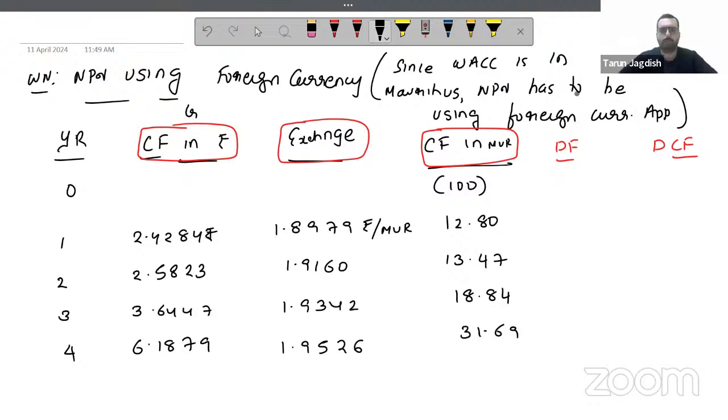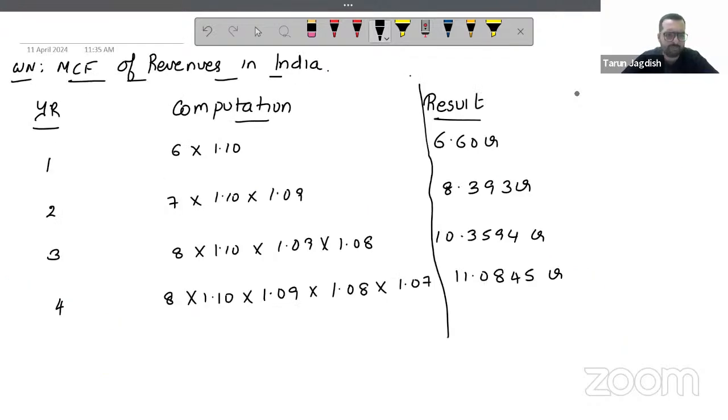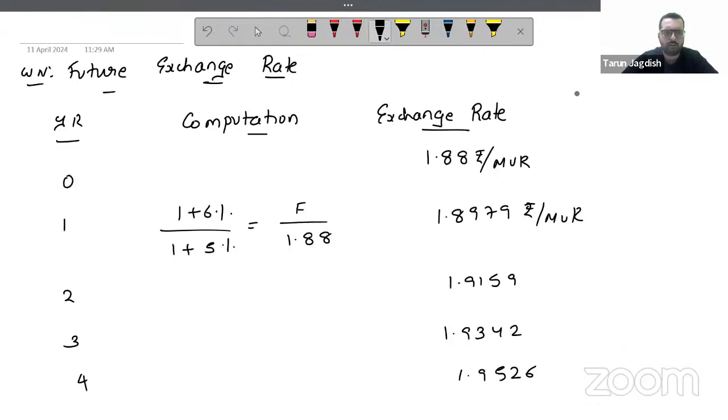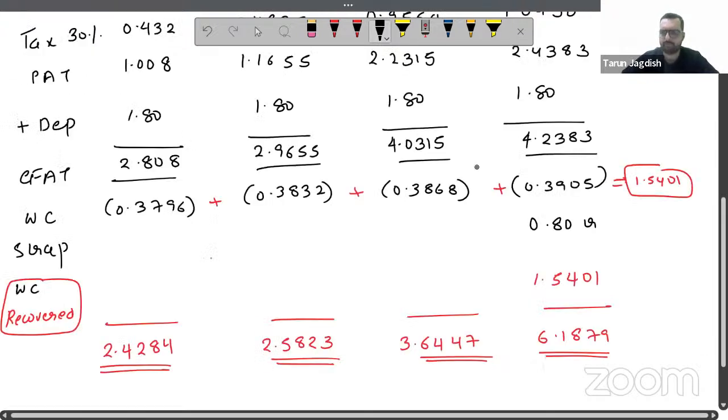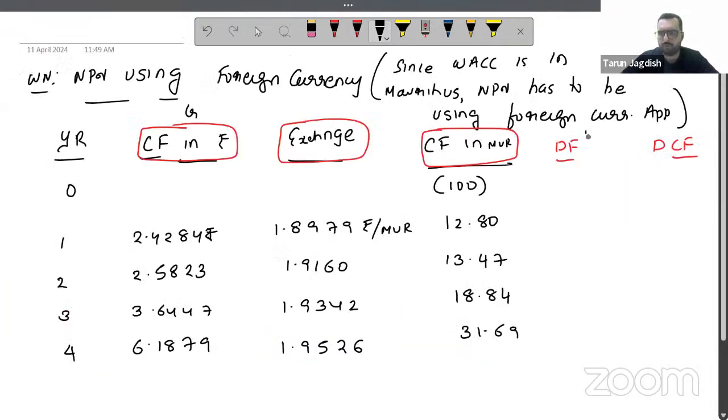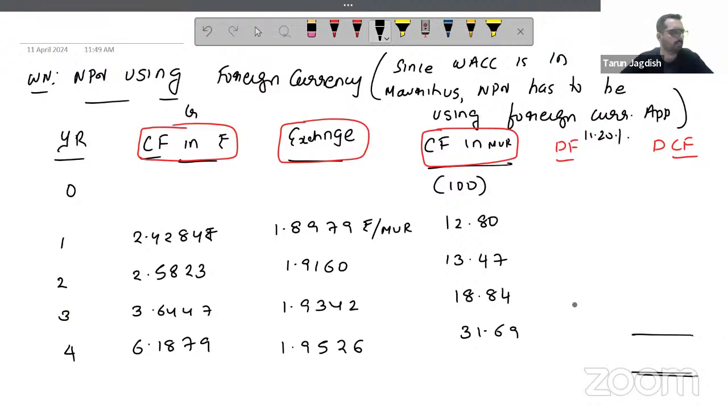Now, how much is the WACC that we found out over there? 11.2%, correct? You have to put 11.2% over here and you should find out the NPV. Let me just confirm the numbers, friends. Give me a minute. Yes, that's 12.79, 13.47, 18.84. Perfect. The numbers are correct, friends.